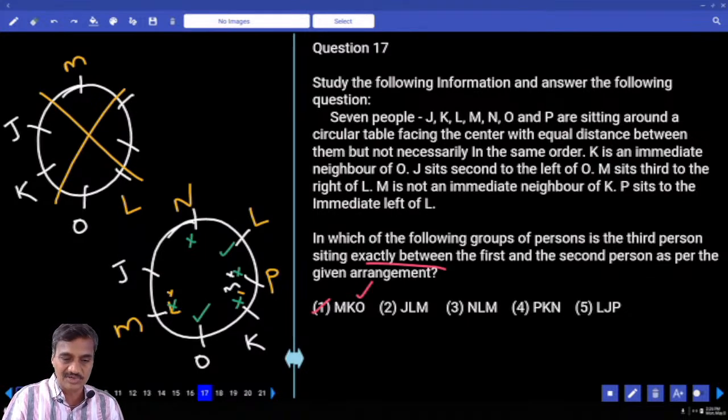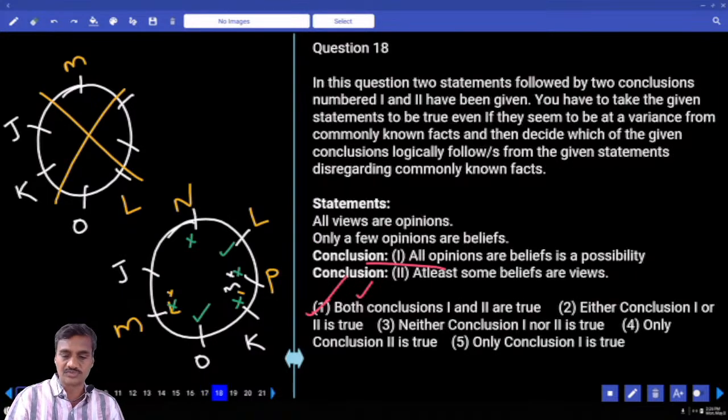M is exactly between J and L, false. And M is exactly between N and L, false. K is exactly between P and K. N is exactly between P and K, that is false. P is exactly between L and J, and that's again false. Then what is your answer here? First one. Now in the only one, choice one.